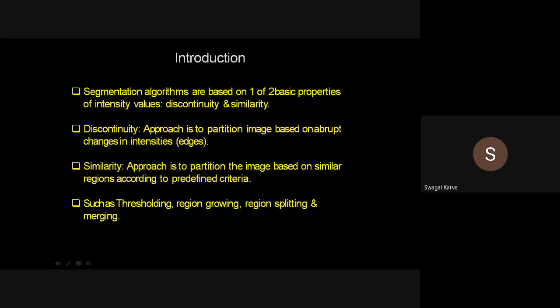Or you can collect the intensity pixels or pixels with the same intensity levels. That is the similarity property. And whenever you find an abrupt change in that intensity, that is known as discontinuity.